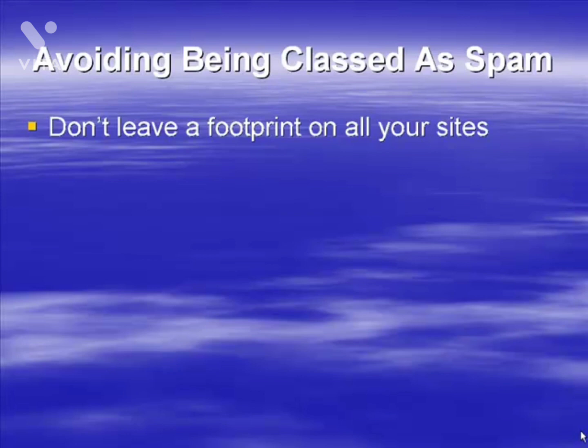So if you want to avoid being classed as spam, you need to make sure you don't leave a footprint on all of your sites. A footprint is something that is common to all of your sites, something that makes it very easy for someone to identify that your site is an auto-generated site. In the old days you'd have software that would create a site and it would say at the top in the meta tag, "created by this auto creation spamming software," which of course is a dead giveaway. So you need to make sure that you don't leave a footprint, and part of what we're going to talk about now is how not to leave any footprints.